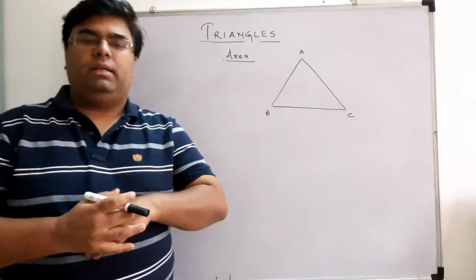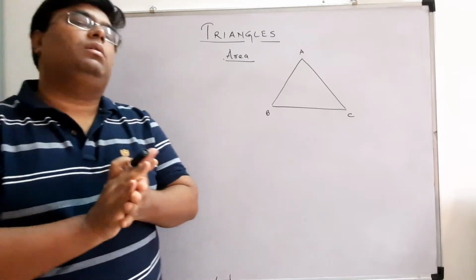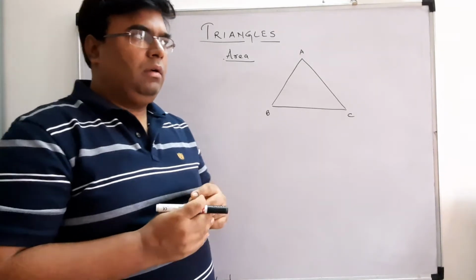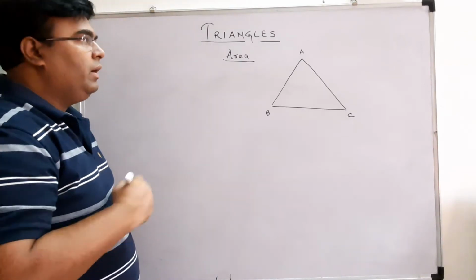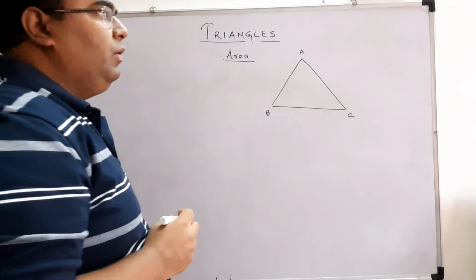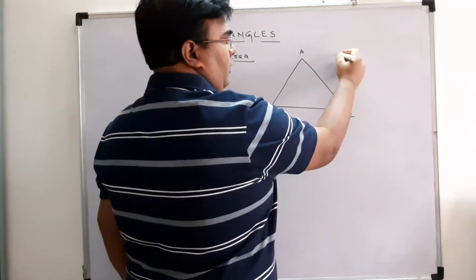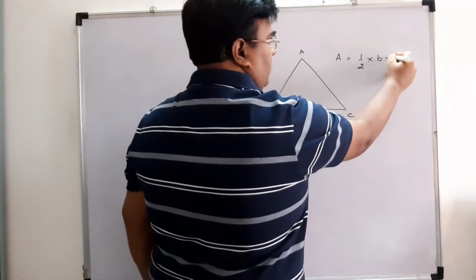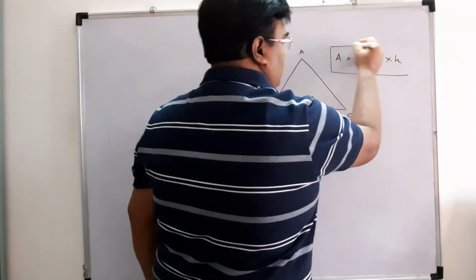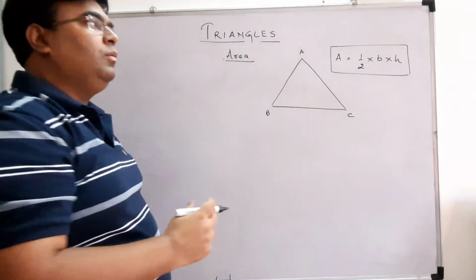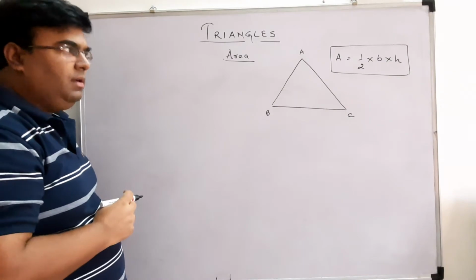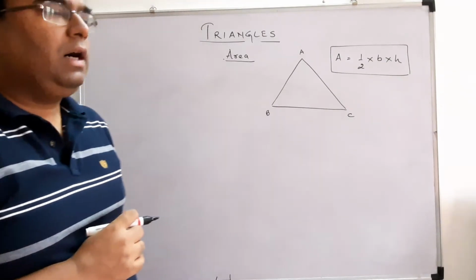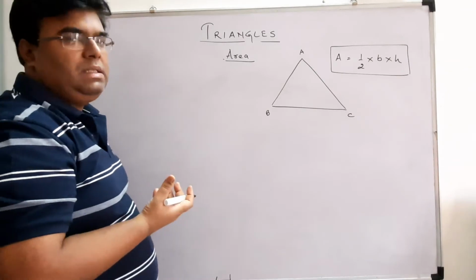Hello friends, in this video we are going to learn about the area of triangles and the formula which is required to find the area. We know that the area of a triangle is half base into height. Okay, remember this formula. Area of a triangle is basically half base into height. Now what is my base and what is my height?